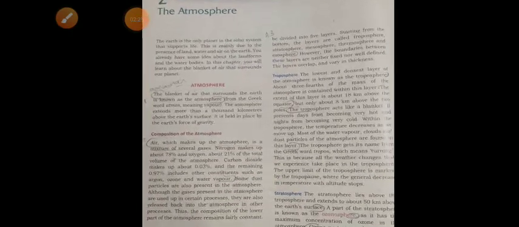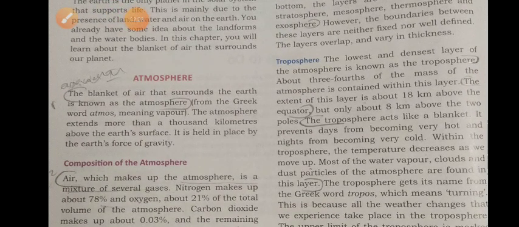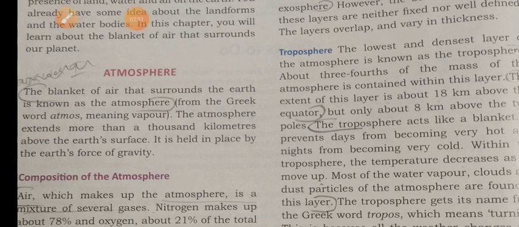And then number 2. Here we discussed about atmosphere. The first definition is atmosphere. What is atmosphere? The blanket of air that surrounds the earth is known as the atmosphere.